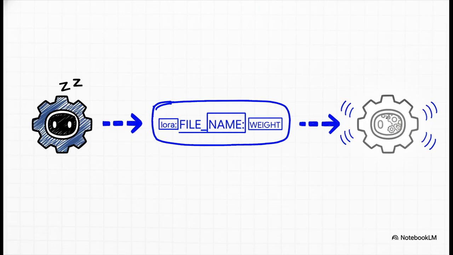Now, here's the secret sauce. This is how you actually use the LoRa. Just uploading it does absolutely nothing. It just sits there, dormant. You have to explicitly call it in your prompt using this exact syntax: the word LoRa, a colon, the file name, another colon, and then a number for the weight.